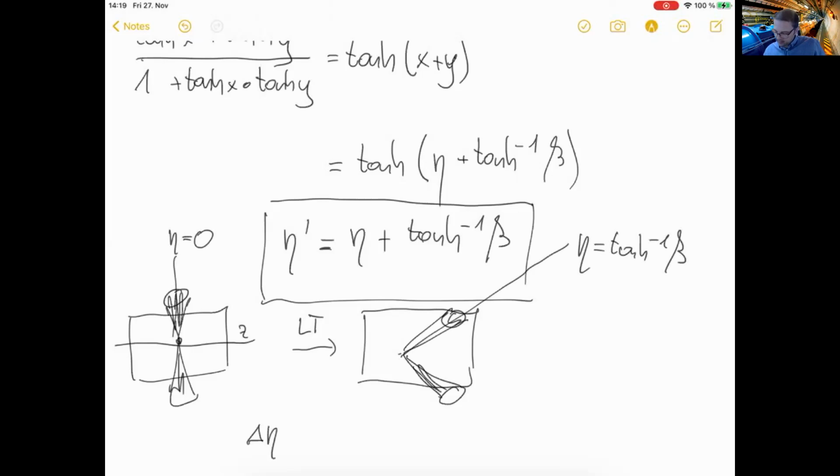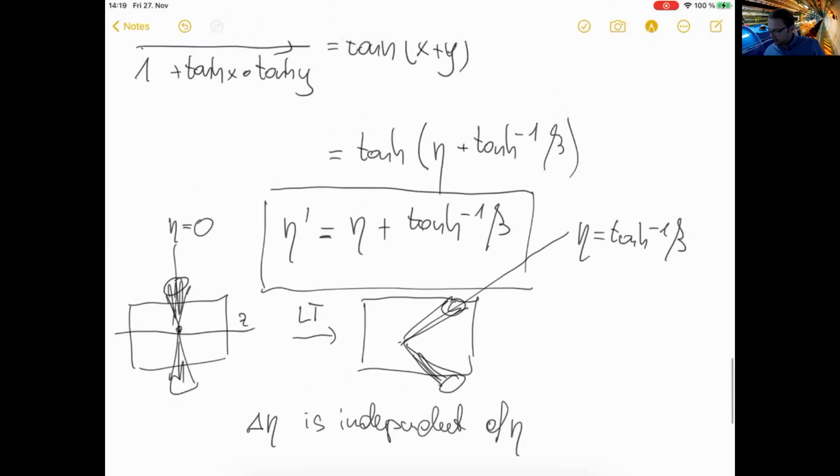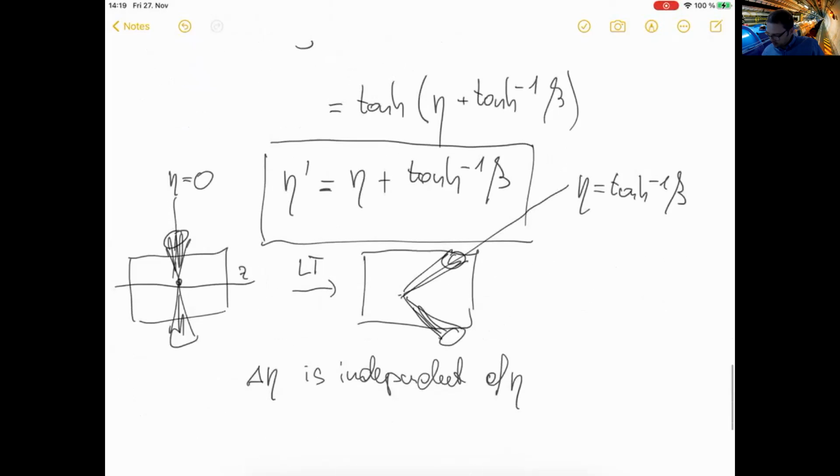And the crucial point is that delta eta is independent of eta, because delta eta is just this inverse tangent hyperbolicus of the speed I'm boosting with. Because delta eta is independent of eta, we know what happens to the particles in an event if they get a Lorentz transformation along the z direction. Namely, they are each shifted by the same amount.